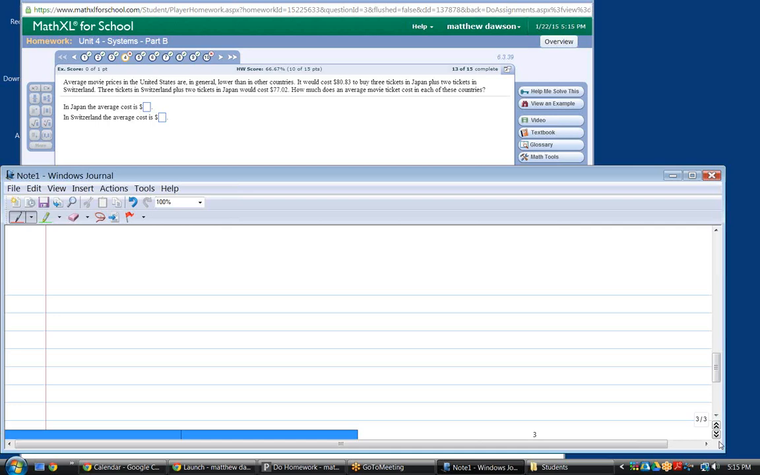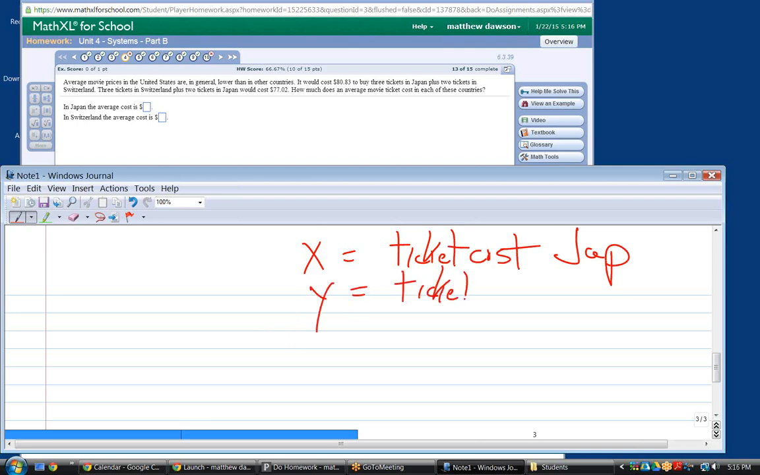Well, what do we have? 2 countries or 3 countries? I think it's 2 countries, Japan and... So let's let x be the ticket cost in Japan. And let's let y be the ticket cost in Switzerland.